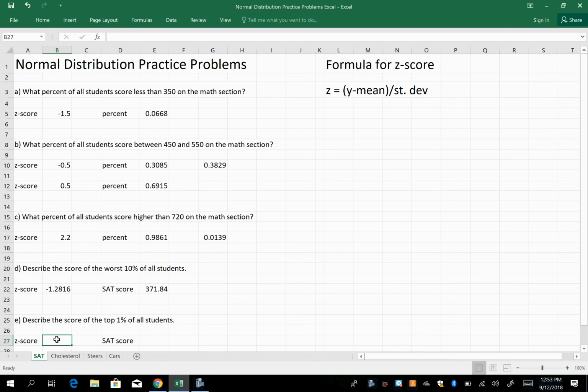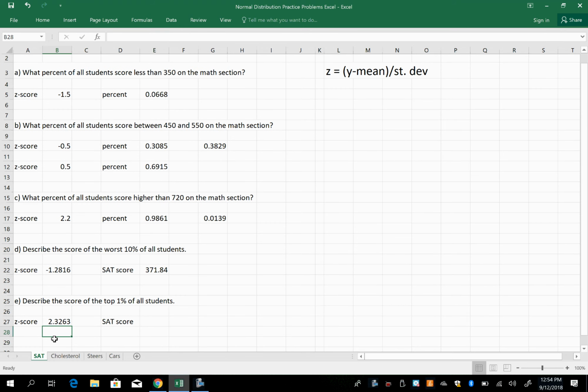So what am I going to type in? Not 99. Remember, you just told me 99%. Excel can only do decimals. Very good, 0.99. So here we go. I'm in cell B27, the very bottom. B27 equals NORM.S.INV for inverse. Open it up. What am I typing in for the probability? 0.99. That should give us a very positive z-score, and it gives us 2.3263 or something like that.